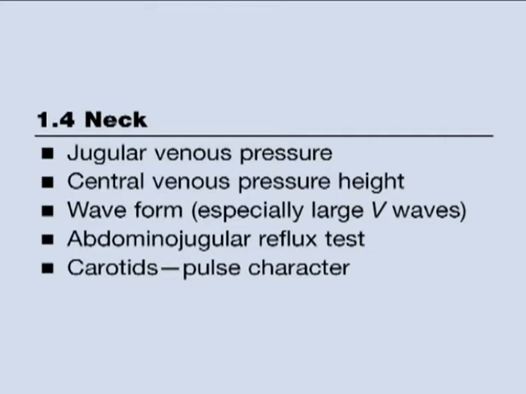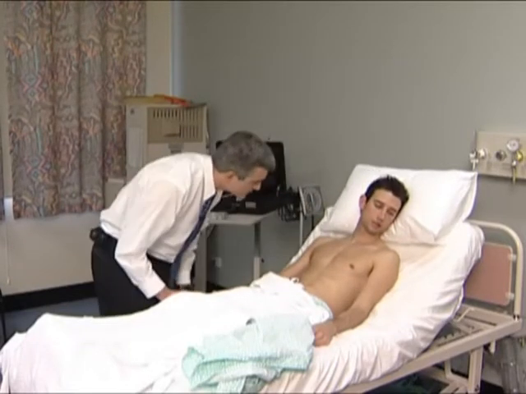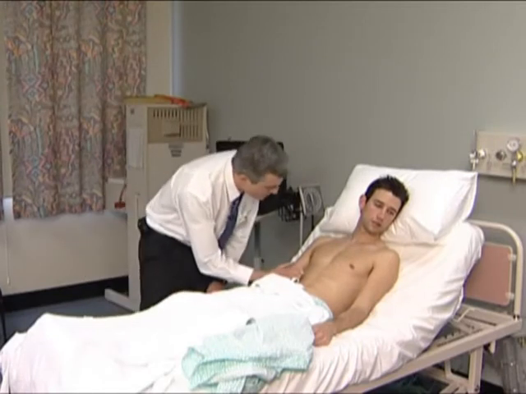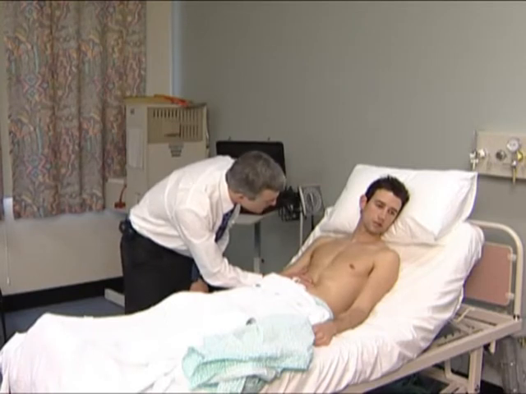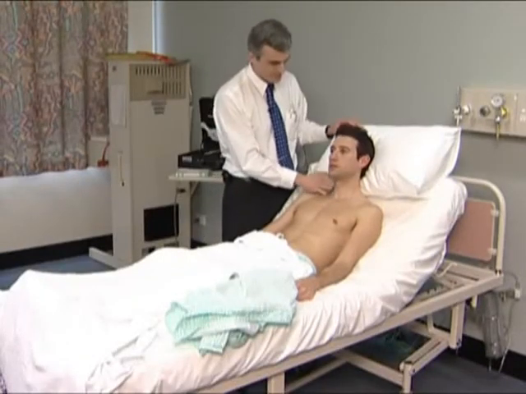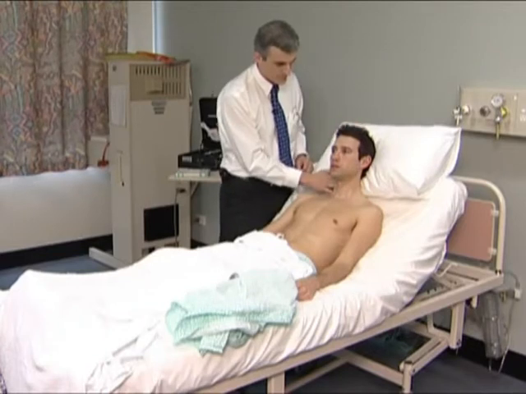Look carefully at the JVP and attempt to assess its character and height. The normal JVP can be seen to flicker twice during each cardiac cycle. Pressure over the upper abdomen for 15 seconds normally causes a transient rise in the JVP. A more sustained rise is a reliable sign of left or right ventricular failure, the abdominojugular reflux test. Next, the character of the carotid pulse is assessed.